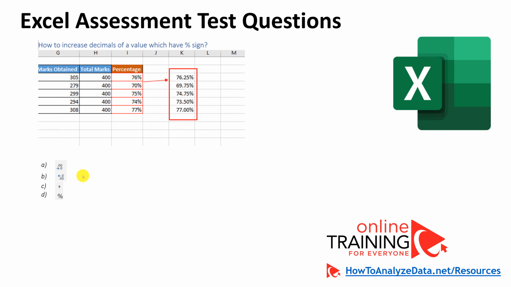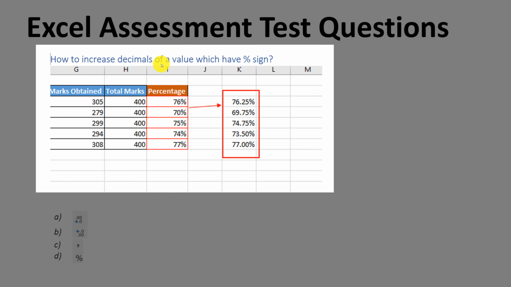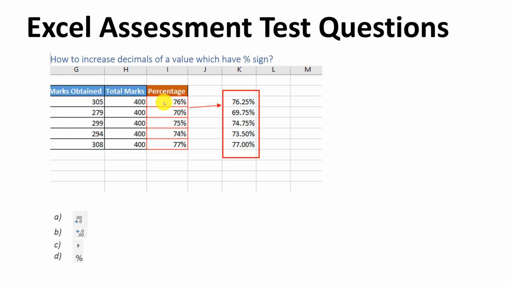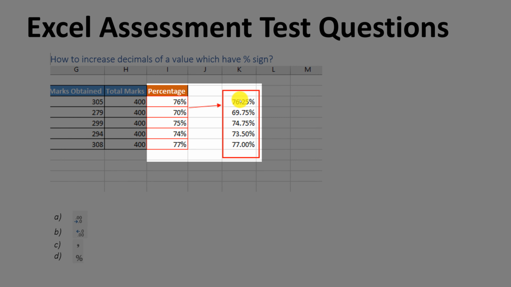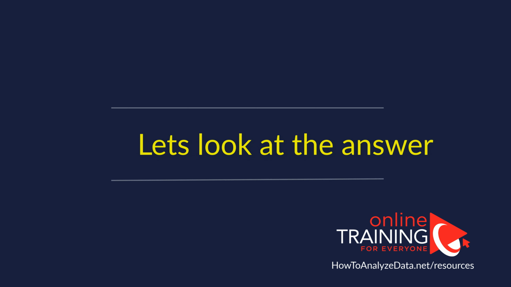Very often during an Excel assessment test, you might be tested on how well you know Excel formatting. One of the questions we see on the screen is in a similar category. How to increase decimals of a value which has a percentage sign. And there are choices presented for you and the explanation of what exactly you're looking to accomplish. For example, you need to go from 76% to 76.25, from 70 after rounding to 69.75, and so on. And there are 4 choices presented. So which one would you choose?